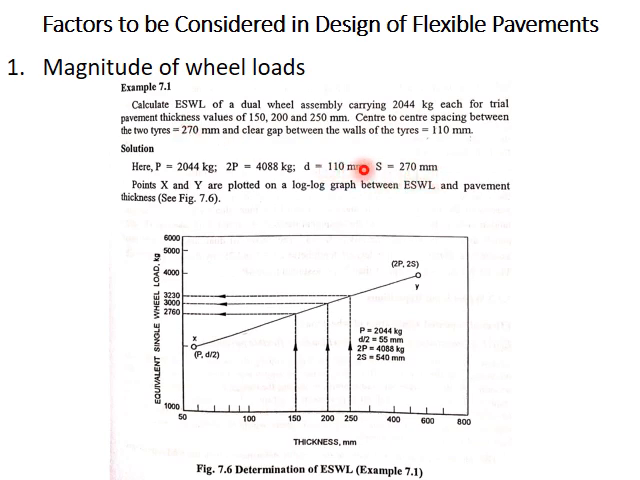So we have to take a log graph and we have to plot ESWL on the y-axis, and thickness or depth of the pavement on the x-axis, and we have to plot the points P, D by 2 and 2P, 2S. We plotted the points and we have to find out the ESWL for the depths 150, 200 and 250 mm. So locate the points here, project them to the curve and project to the y-axis to obtain the ESWL values.